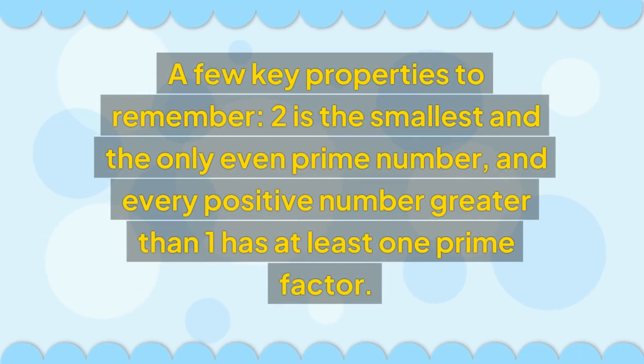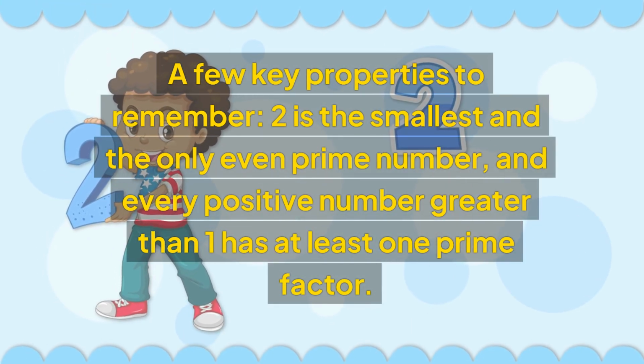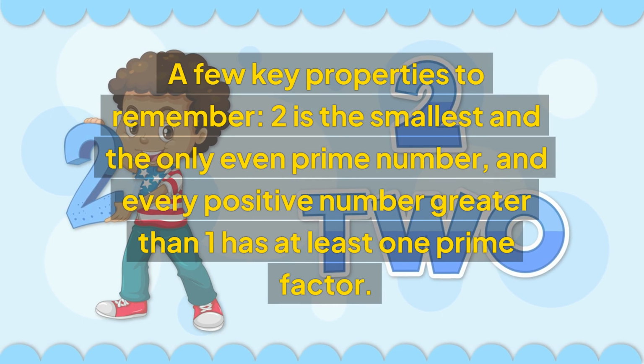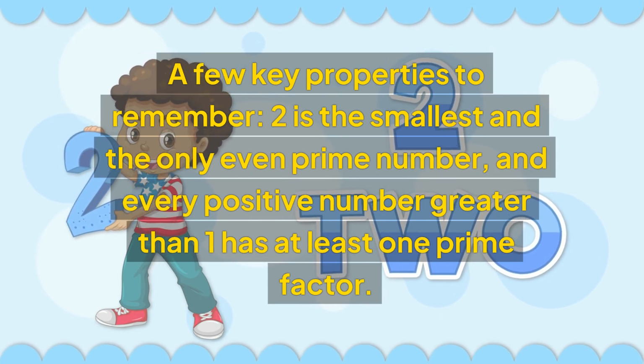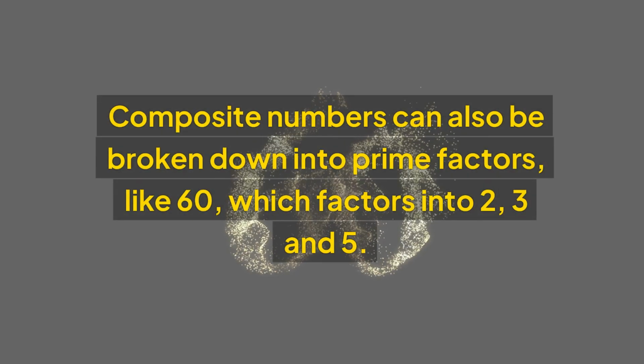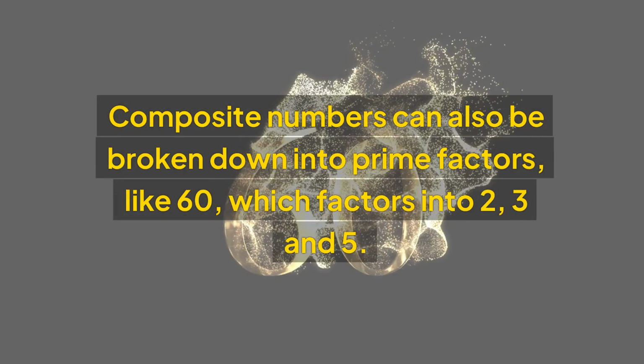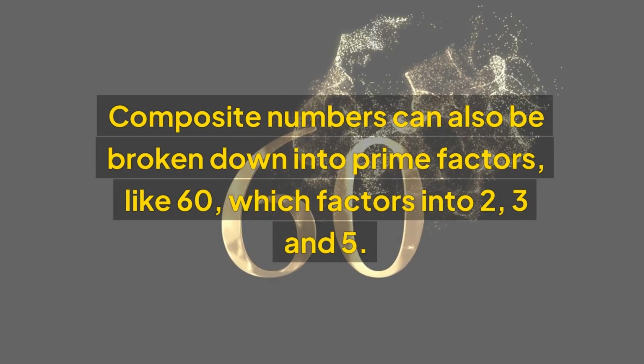A few key properties to remember. 2 is the smallest and the only even prime number. And every positive number greater than 1 has at least one prime factor. Composite numbers can also be broken down into prime factors, like 60, which factors into 2, 3, and 5.